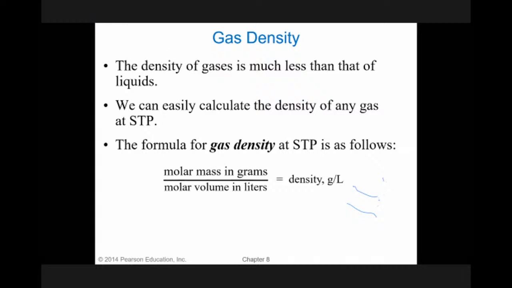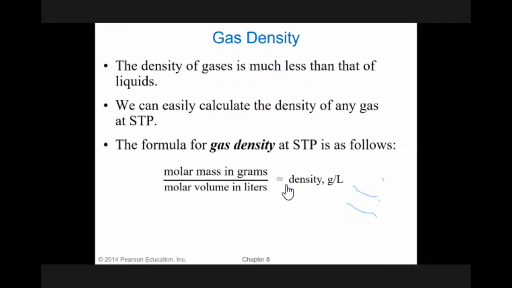The density of a gas is much less than that of liquids. You know, in dealing with the states of matter, we say gas, liquid, right? So the density of gases is much less than that of liquids, okay? So does that mean it's gram per liter? Gram per liter. Gases are gram per liter.